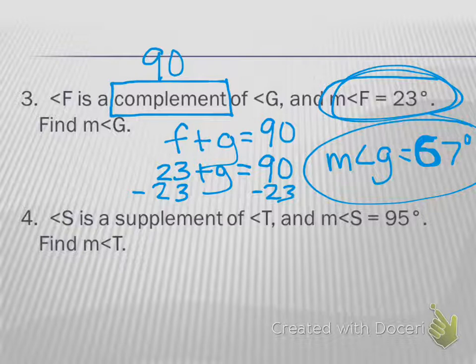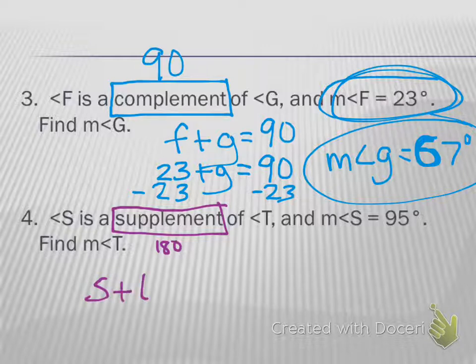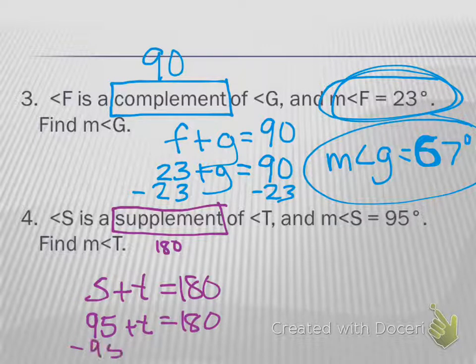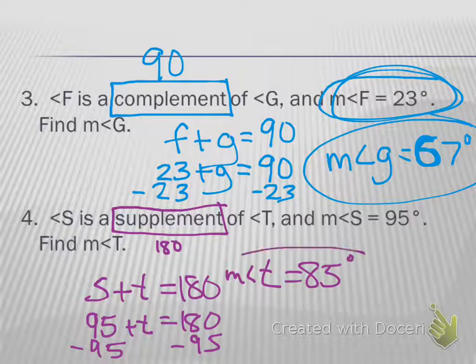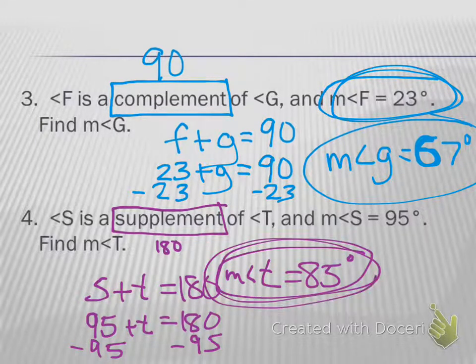Same basic idea on the next one, except now they're adding to what? 180. So I'm going to call the measure of angle S just S. I'm going to call the measure of angle T just T. Those should add to give me 180. I'm given S already. 95 plus what would give me 180? Anybody know what the measure of angle T has to be? 85 degrees. Very good. And again, the easy way to do that is just to take 180 minus what you already have, the 95, and see what you get.